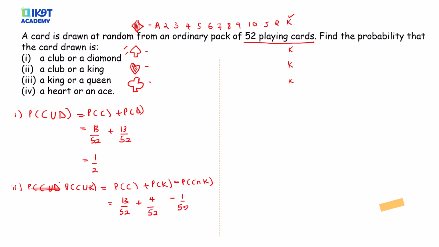I don't know if this makes sense. For this specific part, this is not mutually exclusive because here you can draw a card that's both a club and a king. So for that case, this will be 13 plus 4 minus 1. So we have this is 16 out of 52. So I hope this makes sense.